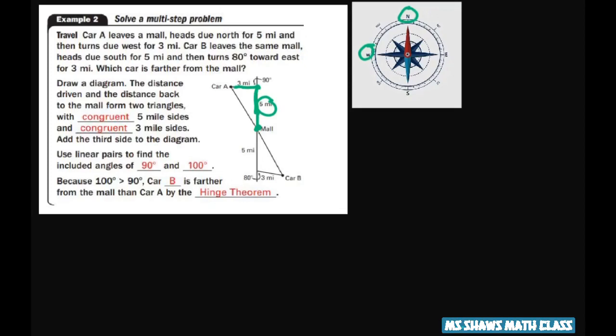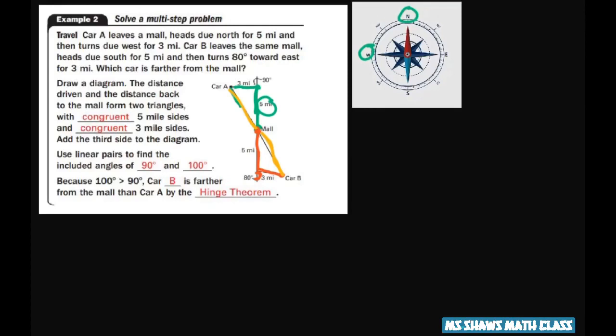Now car B leaves the same mall, so he's right here, and heads due south. So he goes down for 5 miles, then turns 80 degrees right here for 3 miles. Which car is furthest from the mall? So we're looking at this length and this length. The longer the length, the farthest from the mall it is.